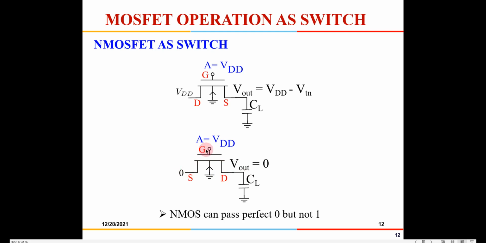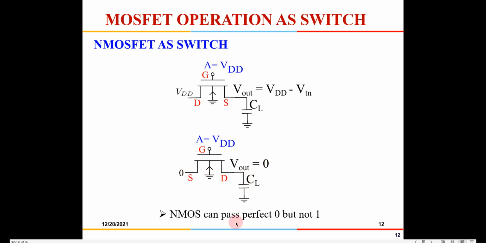The moment I give a power supply A equal to VDD to the gate voltage, this gate-source voltage will continue to remain VDD, right? Because this is 0, this is VDD. So irrespective of whatever the drain voltage is, this transistor will remain on, until ultimately all the charge which was accumulated in the capacitor gets discharged to 0. So this can perfectly transmit a 0.